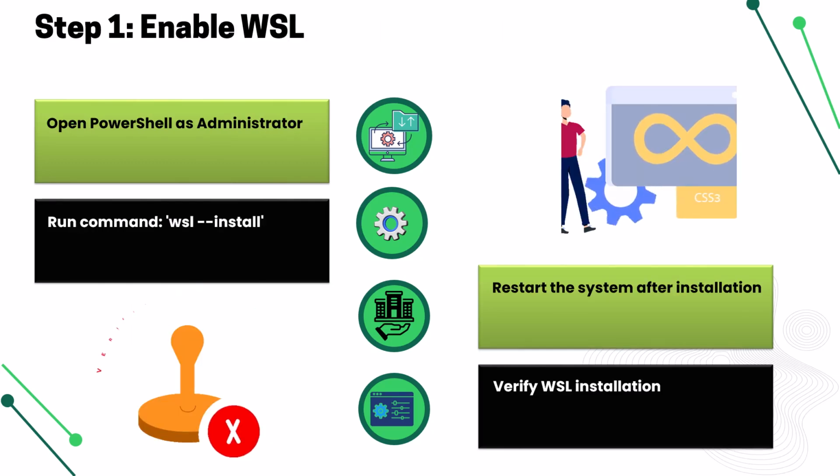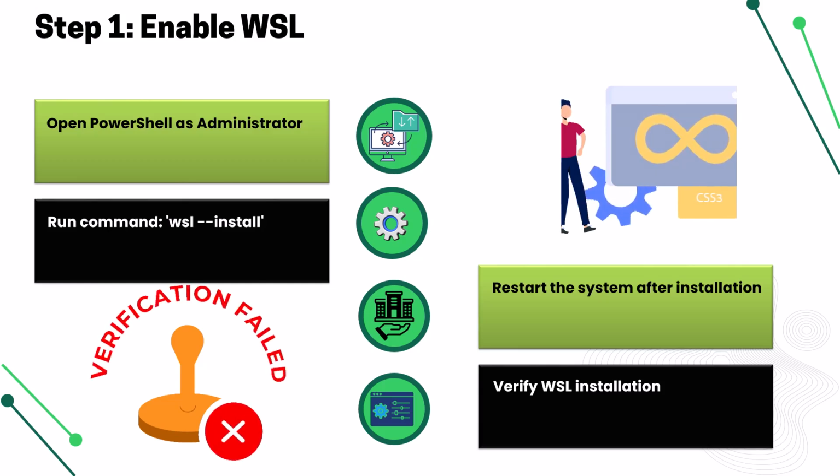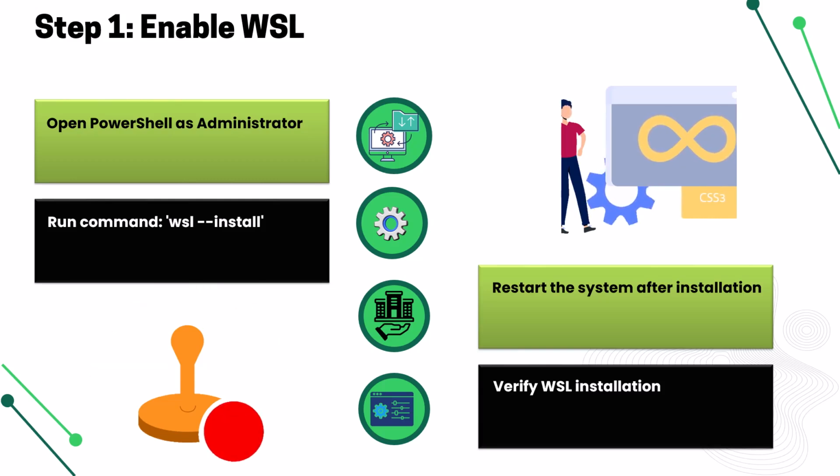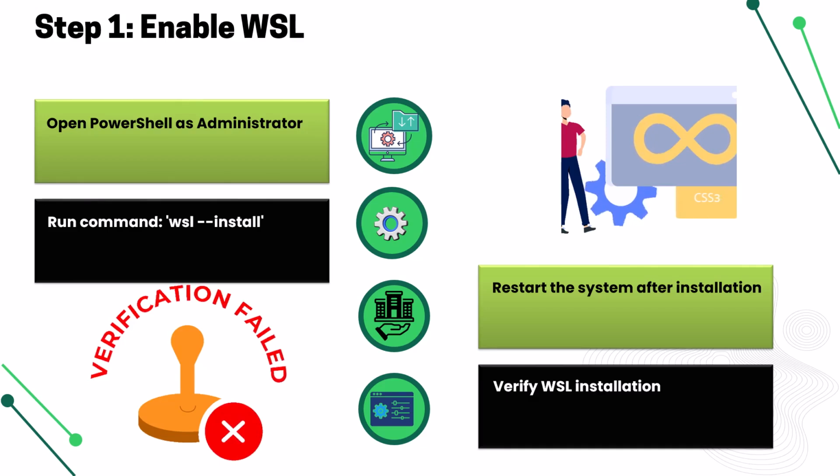First things first, enabling WSL. Open PowerShell as an administrator, type in wsl --install, hit enter, and let the magic happen. After a quick reboot, verify that WSL is installed. Simple, right? If only all installations were this painless.